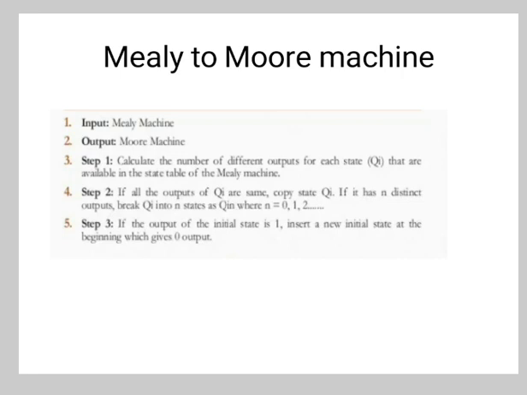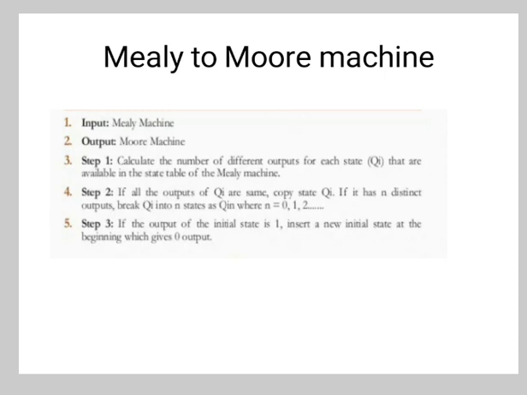Now Mealy to Moore machine. So the input will be a Mealy machine, and the output is a Moore machine. Step 1 for this is to calculate the number of different outputs for each state, that is Qi, that are available in the state table of the Mealy machine. And step 2 is, if all the outputs of Qi are the same, then copy state Qi.